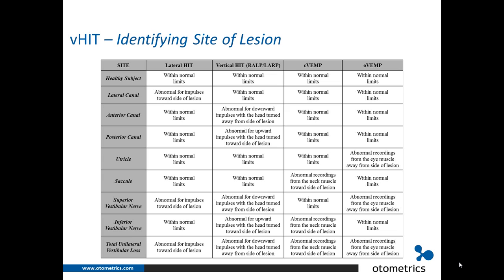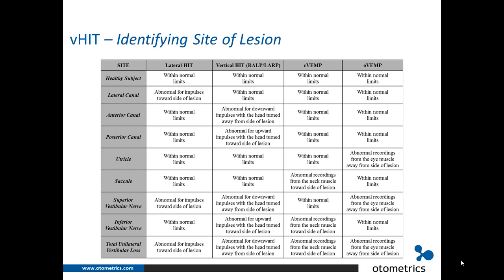A lesion in the lateral canal is expected to produce abnormal VHIT findings for lateral head impulses toward the site of lesion. All other tests are expected to be within normal limits. For anterior canal lesions, downward head impulses are expected to be abnormal with the head turned away from the site of lesion, while all other tests should be normal. For posterior canal lesions, upward head impulses with the head turned toward the side of lesion are expected to be abnormal. All other tests, again, should be within normal limits.